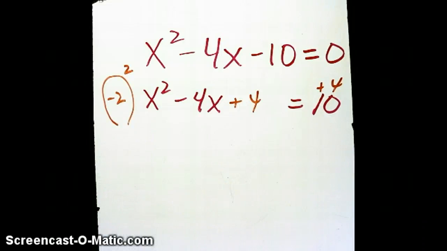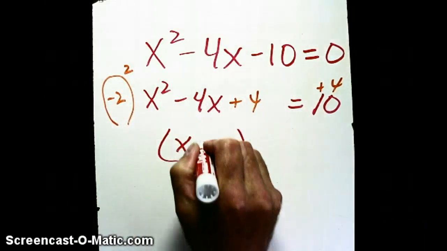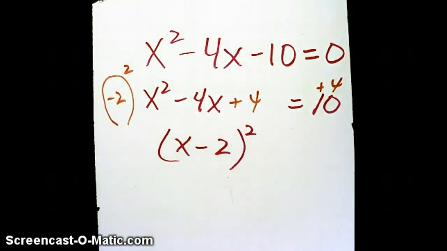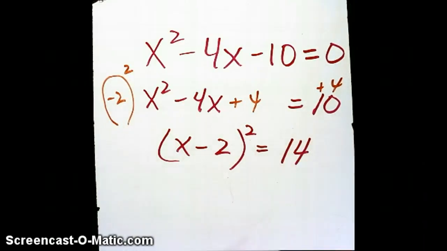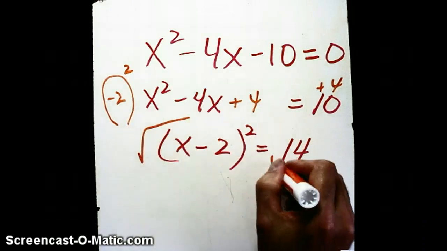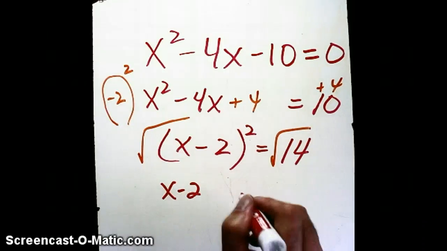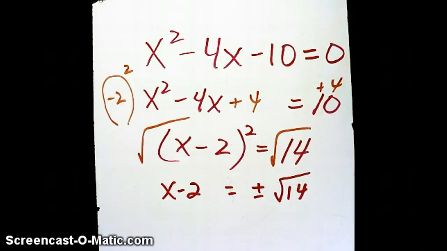So factor, writing as a square. We're going to factor the perfect square trinomial, which is (x - 2) squared. That's a binomial squared, equals 14. Now, the next thing to do is take the square root of both sides. You'll have x minus 2 equal to plus or minus radical 14. Radical 14 doesn't simplify, so that's simplified right now.